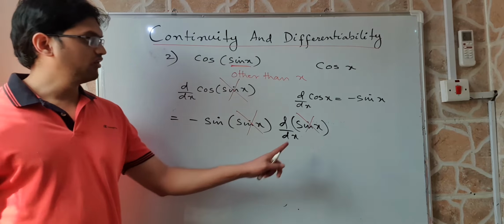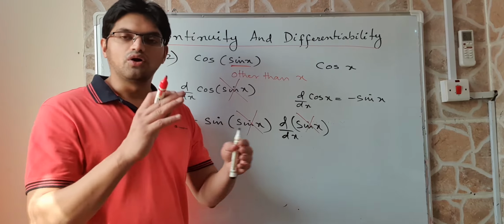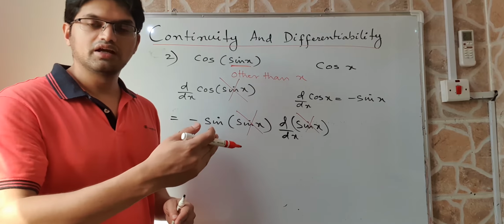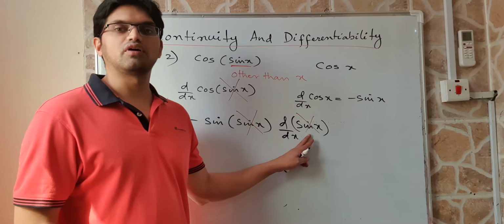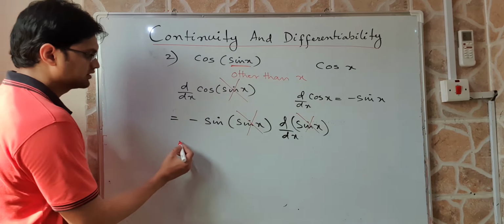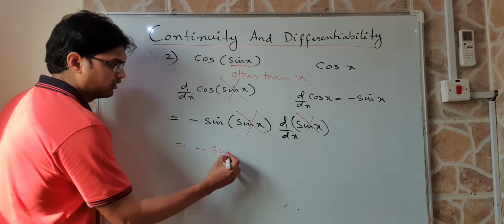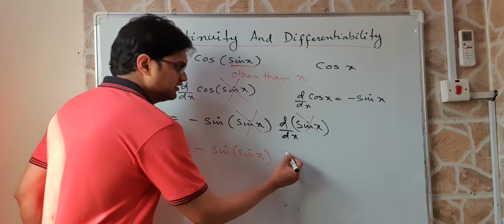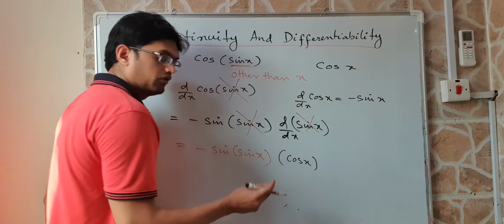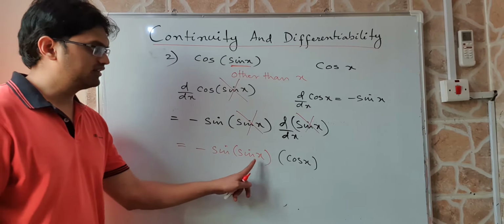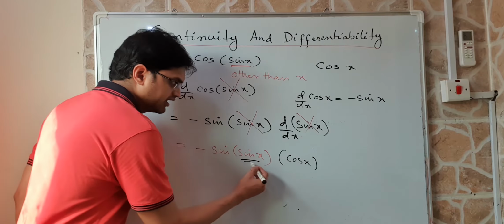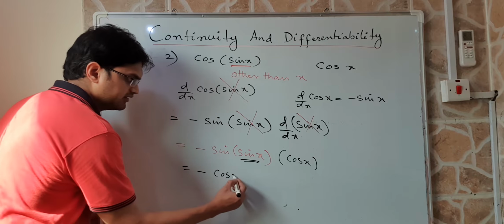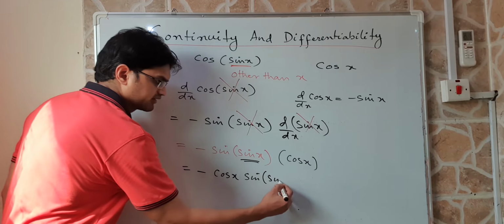Now you see, we got here a direct function. So all these problems, you try to repeat until you get a direct function. So then what is the answer? See here, this will be minus sine of sin x into, what is the derivative of sin x? It is cos x. Now once again, please do not multiply this and this, as this is an angle and this is a function. So we'll write it as minus cos x sine of sin x.